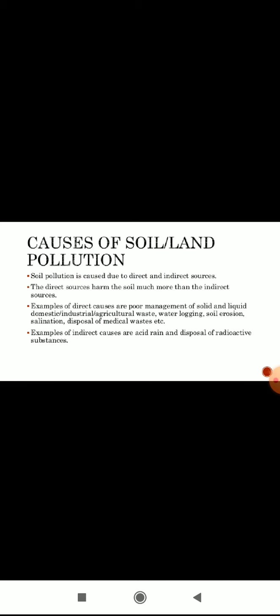Causes of soil and land pollution. Soil pollution is caused due to direct and indirect sources. The direct sources harm the soil much more than the indirect sources. Examples of direct causes are poor management of solid and liquid domestic, industrial and agricultural waste, waterlogging, soil erosion, salination, and disposal of medical waste. Examples of indirect causes are acid rain and disposal of radioactive substances.